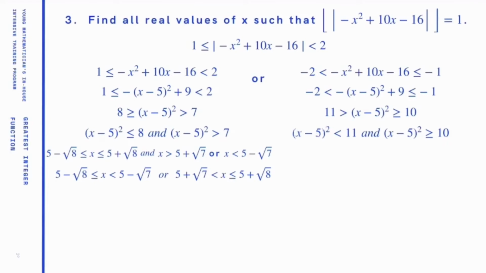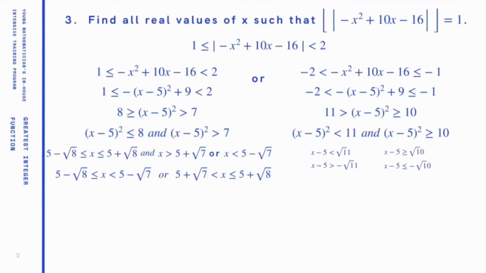Rewriting again, x minus 5 to the power of 2 less than 11. Again, if x minus 5 is positive, then it must be less than square root of 11. If x minus 5 is negative, then it must be greater than negative square root of 11. Similarly, x minus 5 to the power of 2 is greater than or equal to 10, means that x minus 5, if positive, is greater than or equal to square root of 10, and if negative, x minus 5 must be less than or equal to negative square root of 10.